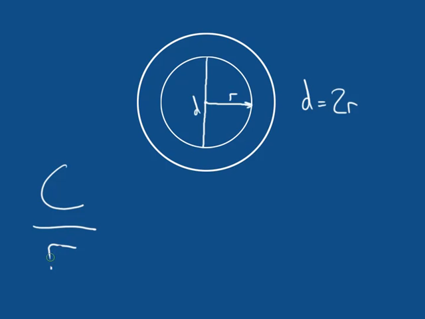So the convention, instead of having C over R, is to have C over D, which we know is equal to C over 2R. And this constant value, as defined by C over 2R, is perhaps the best known constant value in the entire world of mathematics.